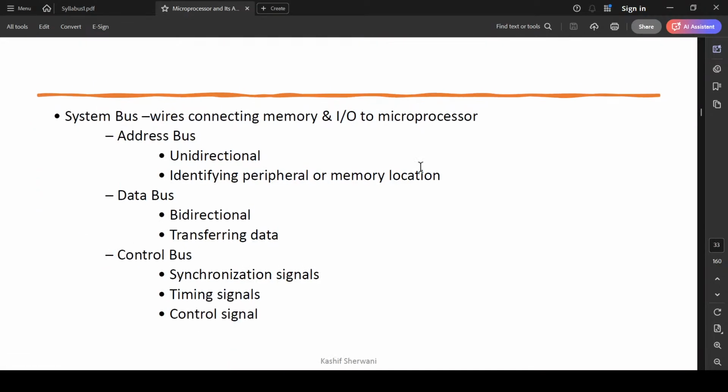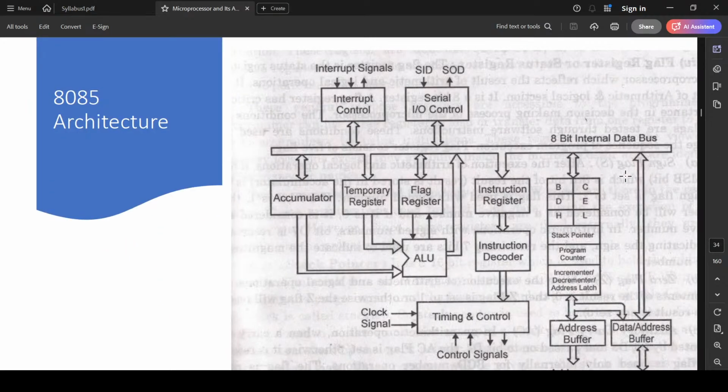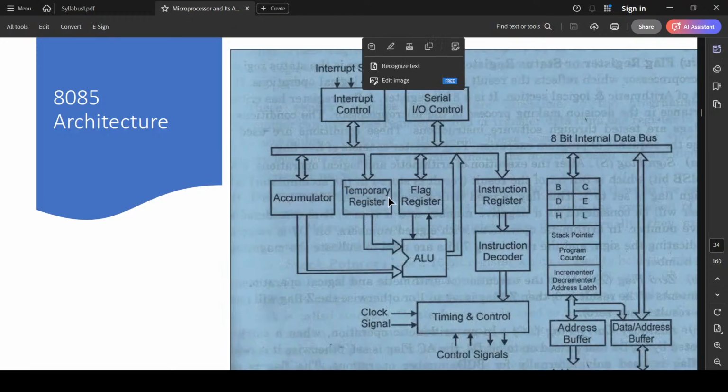This is the diagram. There is an 8-bit data bus. The interrupt signals go to the interrupt control unit. Then we have an input output control unit. SID and SOD, I think serial input device, serial output device, something like that. This data bus is connected to the accumulator, ACC, a register, REG, and another register. This one is the temporary register, and this is the flag register.